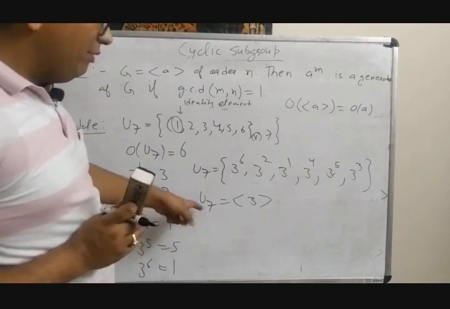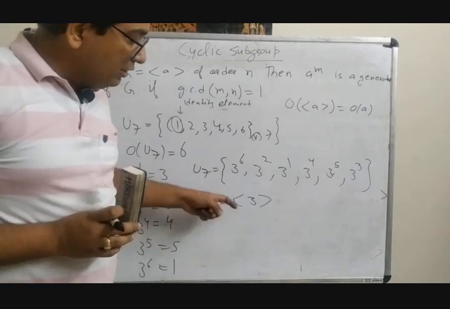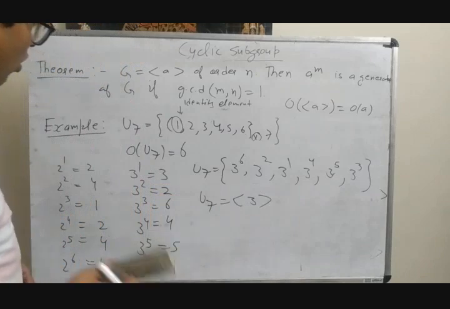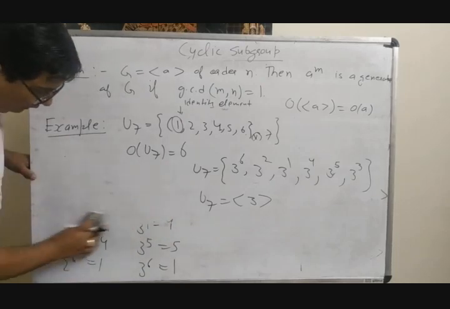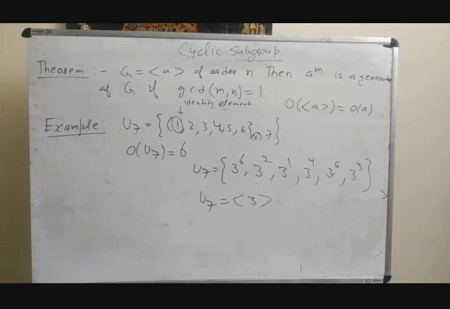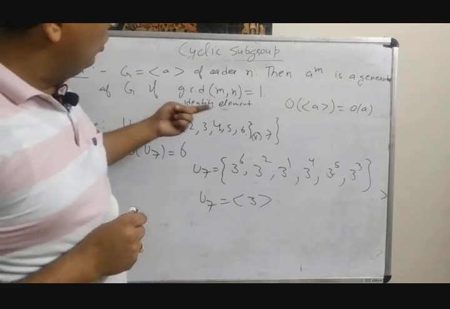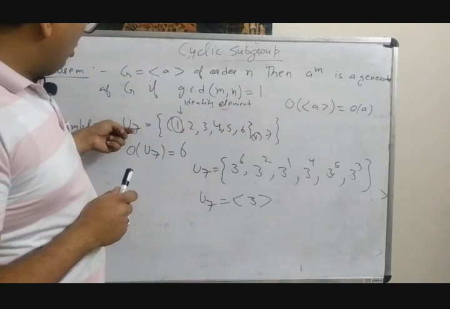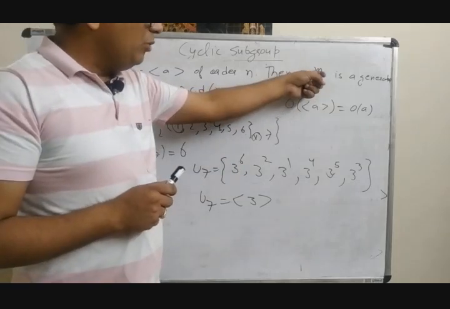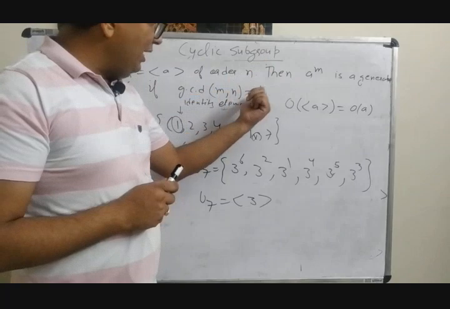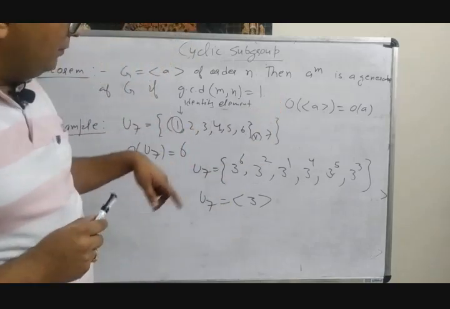Now what do we want to find? We proved that U7 is a cyclic group generated by the element 3. Now we want to find all of its generators. What are the other generators of it? To find all the generators, we know that the order of this particular set is equal to 6. So we will use this theorem: a raised to power m is a generator if the GCD of m and n is 1.